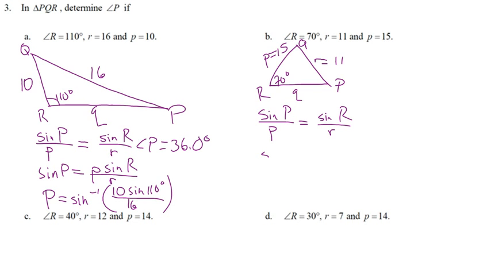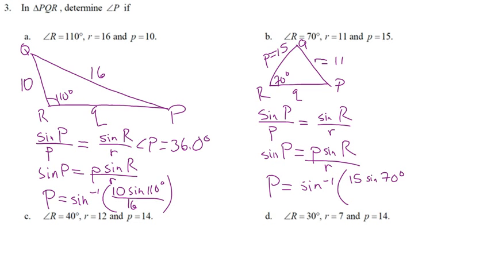Sine of P is p sine R over r. So angle P is equal to the inverse sine of p, 15, times the sine of 70 degrees over 11. So P equals second sine inverse. You should be doing this on your own calculator, right? Make sure you're typing stuff in, right? Divided by 11. And I get error.